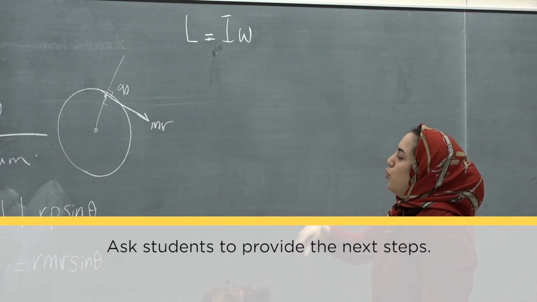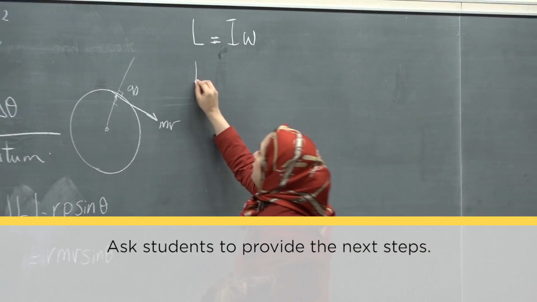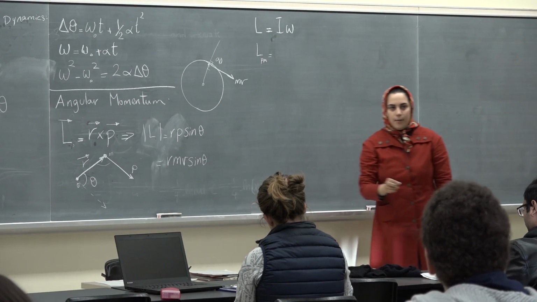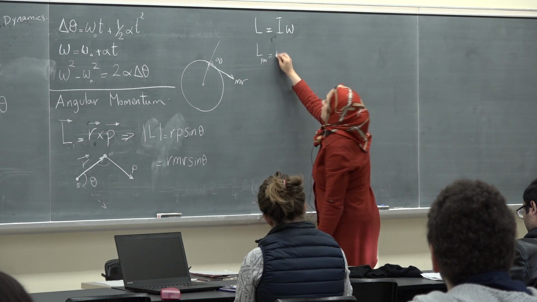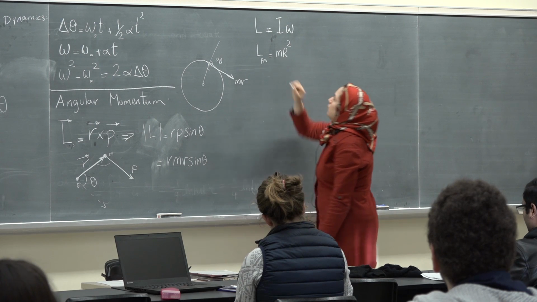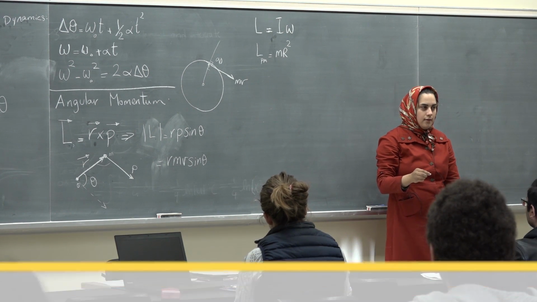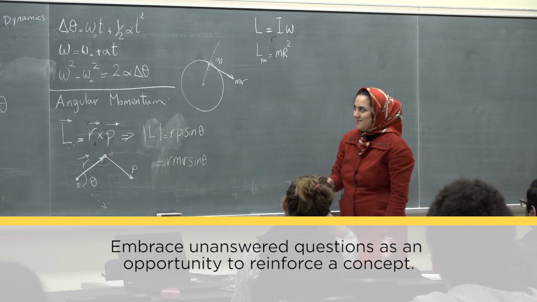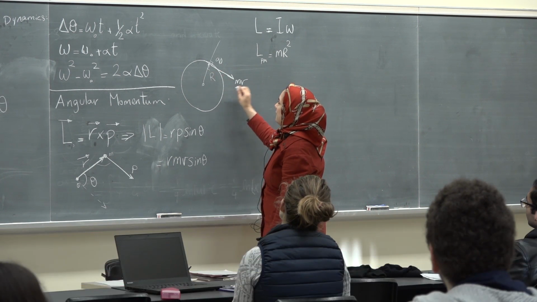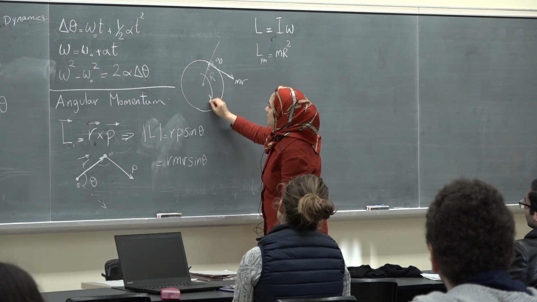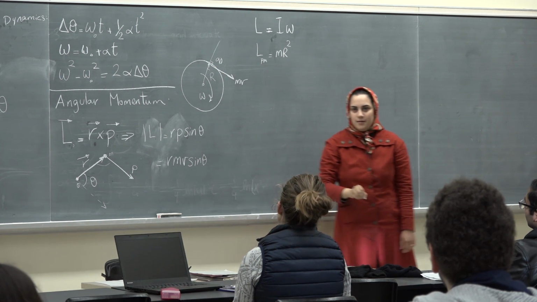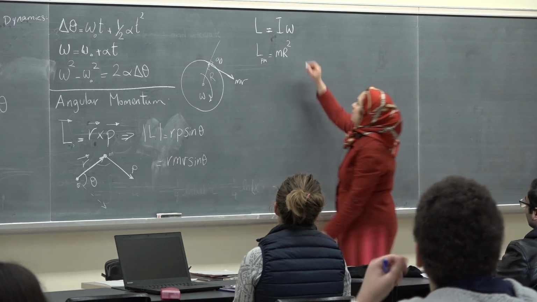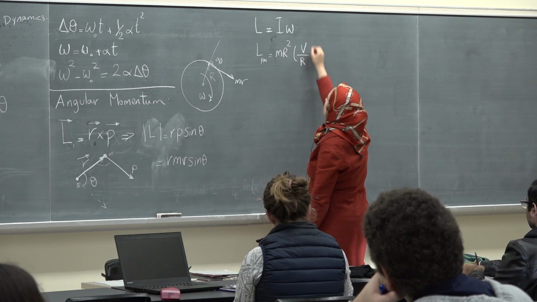Okay, now tell me for a point mass, what will be the angular momentum? What will be I? mr squared. What will be omega? If this is r, this is v, then omega is like this, right? What is the relation between omega and v? Right. So we'll have v over r.